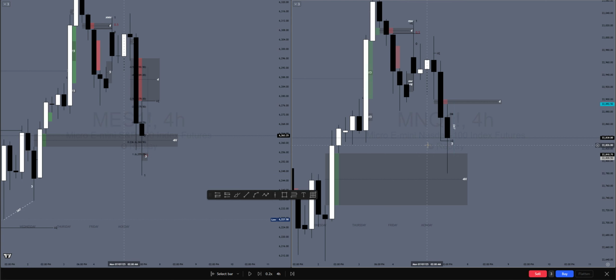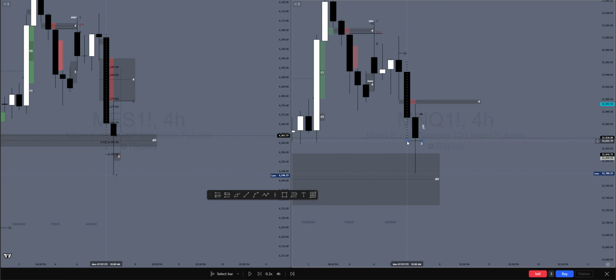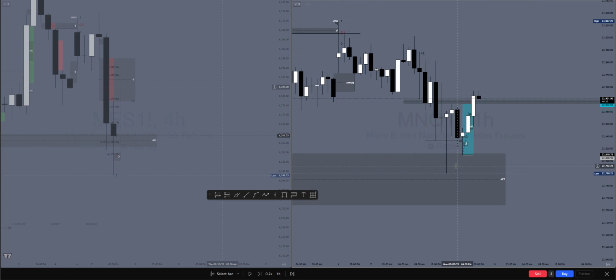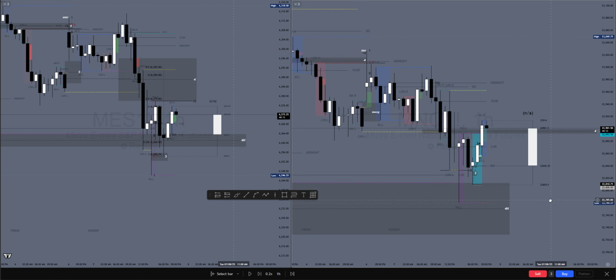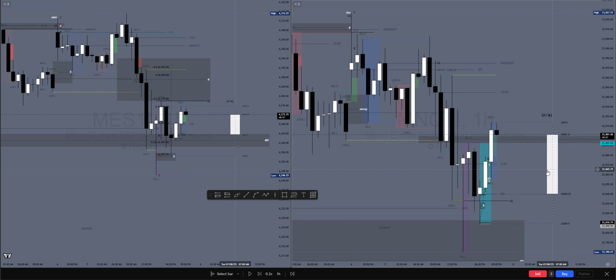As you can see, we respected our PD array. We failed to displace this 4-hour low, so I like to see a reversal with this. It would have been a little bit of a bonus if we had an SMT, but I don't think we had an SMT. No, we just filled out this 1-hour imbalance down here. So right here is our 4-hour mark that we respected.